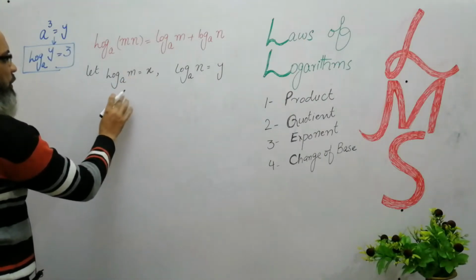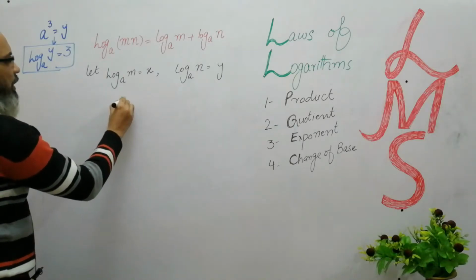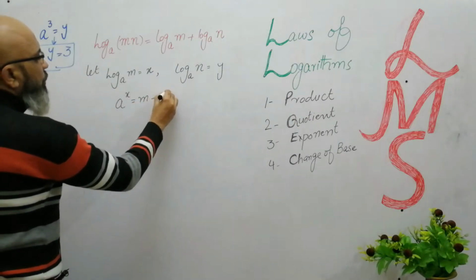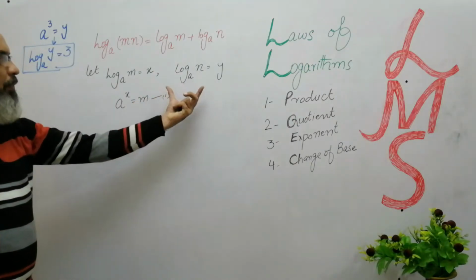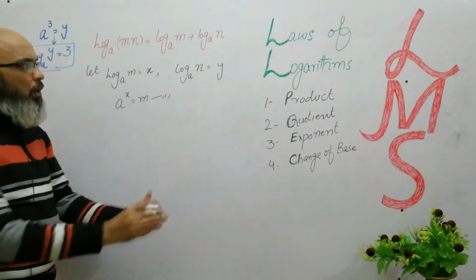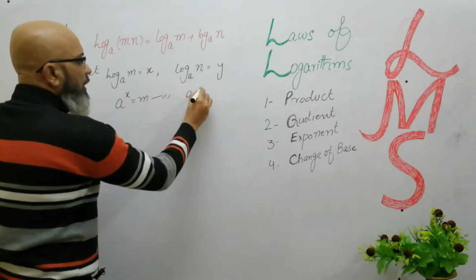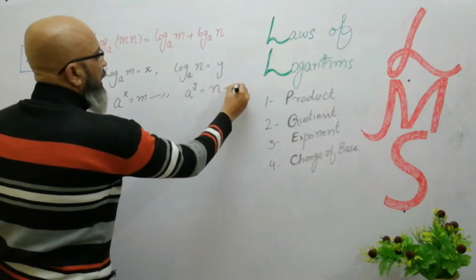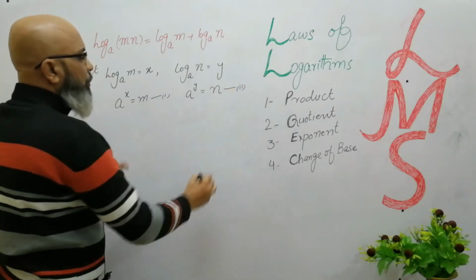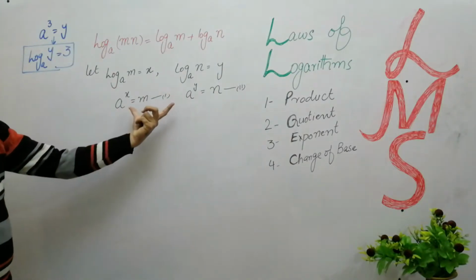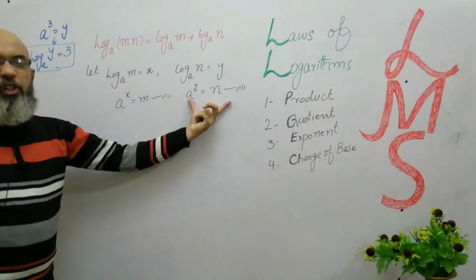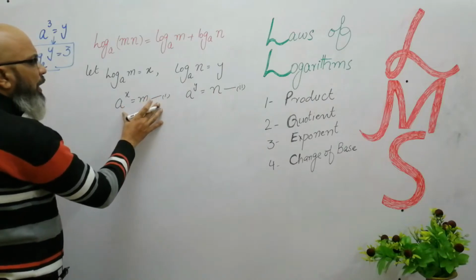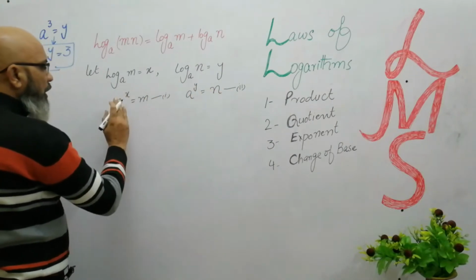इसको जब आप exponential form में change करेंगे तो what we get, a raised to power x is equal to m. This is your equation 1. Similarly we will change this into exponential form. This is your base a, this will come your exponent and that is equal to n, and this is your equation 2. Right, now we will multiply equation 1 with equation 2. यहाँ पे आप लिख सकते हैं एक लाइन में multiplying equation 1 with equation 2.